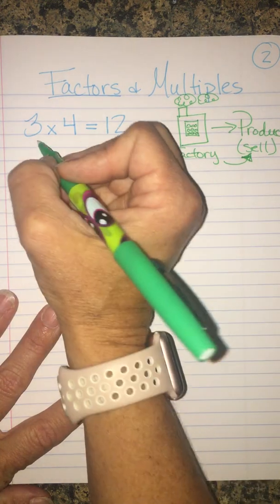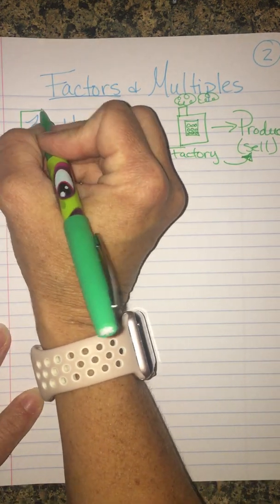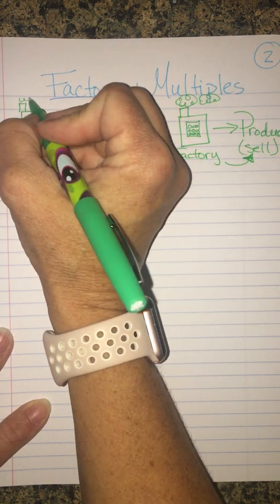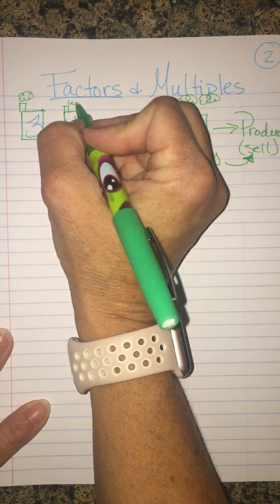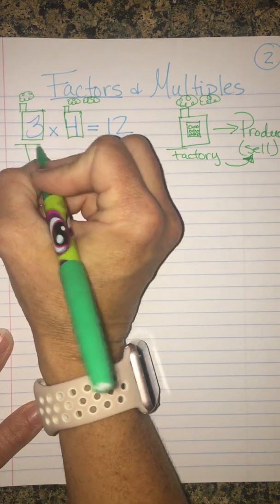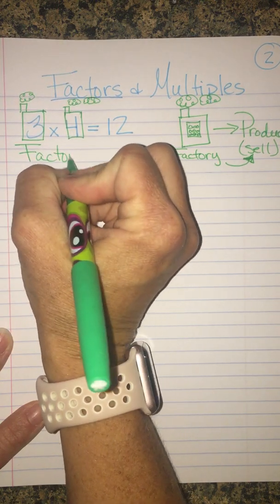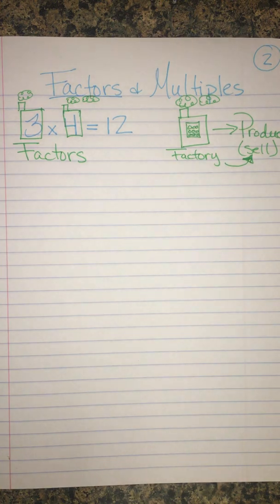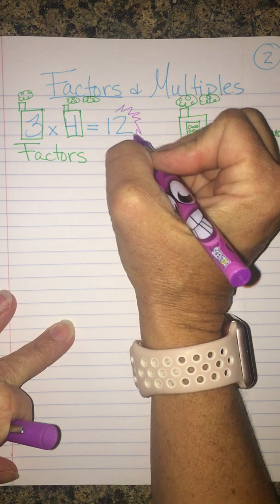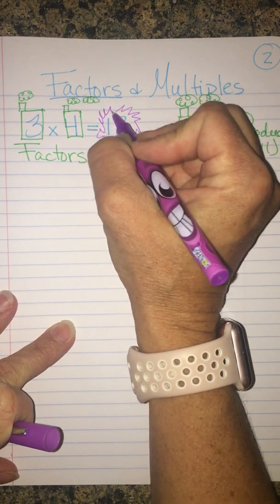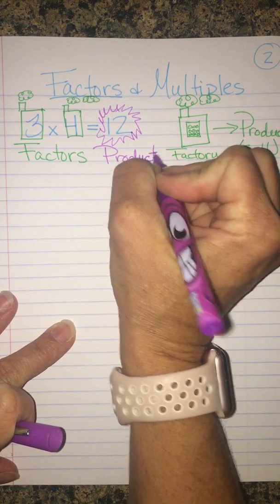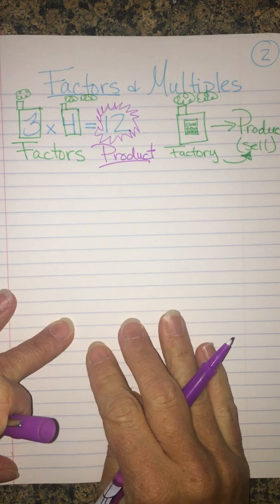In multiplication, the factors, in this example, 3 and 4, think about a factory making Xboxes or iPhones or whatever you love. The factors of 3 and 4 produce a product, which is my awesome, wonderful, amazing 12. So the product is what those two numbers make when you multiply them together.